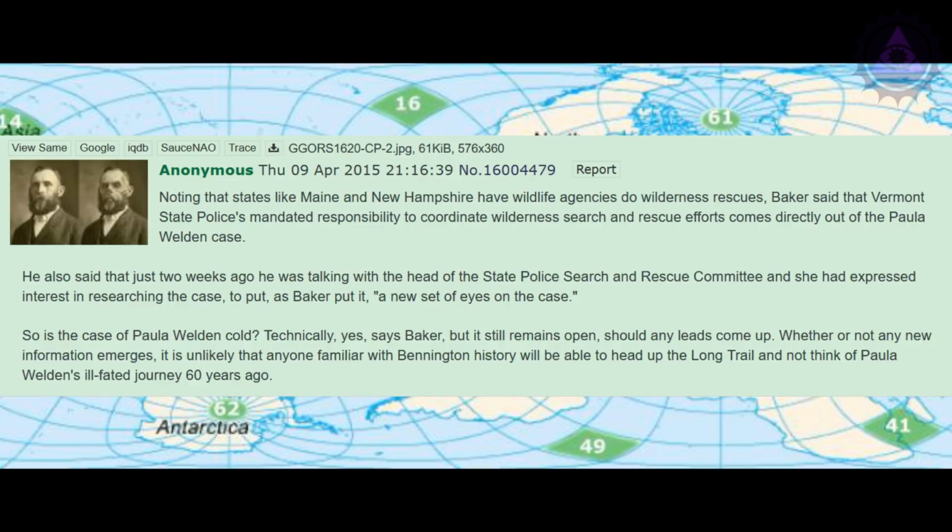So is the case of Paula Welden cold? Technically, yes, says Baker, but it still remains open, should any leads come up. Whether or not any new information emerges, it is unlikely that anyone familiar with Bennington history will be able to head up the Long Trail and not think of Paula Welden's ill-fated journey 60 years ago.